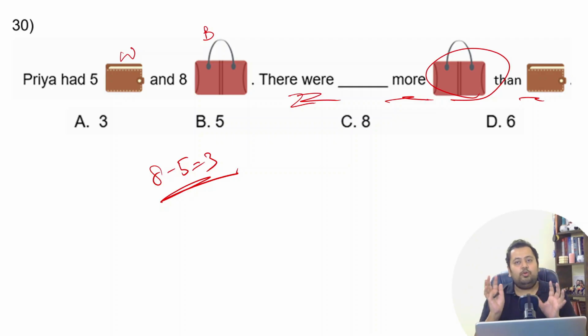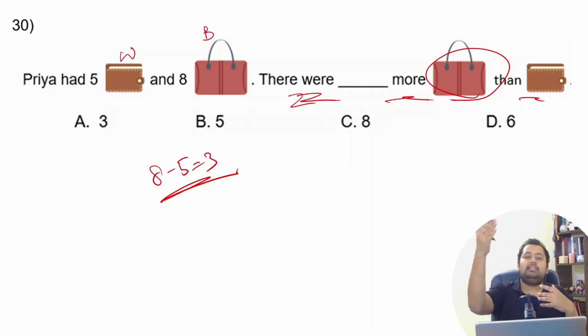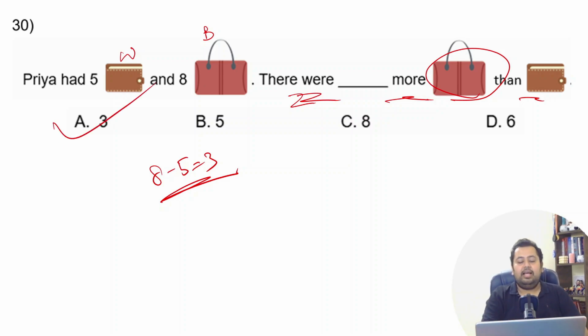There were dash more bags than wallets. So there were 8 minus 5. Again, in case of chocolates, if you had 10 chocolates, I had 5, you have 10 minus 5, that is equal to 5 more chocolates than me. That is how you solve this question as well. It is nothing but 8 minus 5 equals 3. That is the correct answer. Option number A is the correct answer.